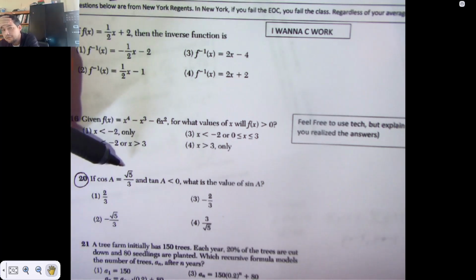If the cosine of alpha is root 5 over 3 and the tangent of alpha is less than 0, what is the value of the sine of alpha? A lot of words there. Pretty tough problem for kids.